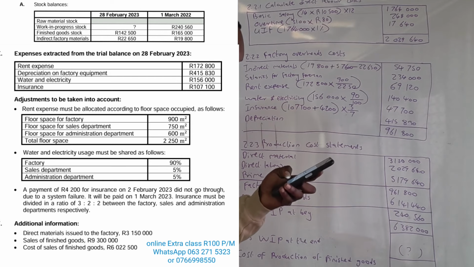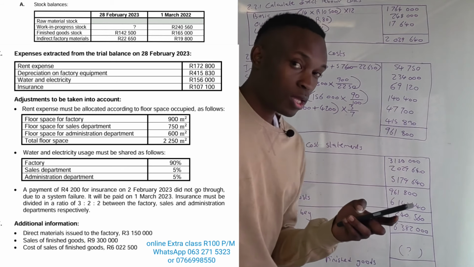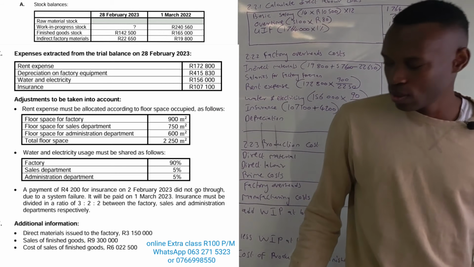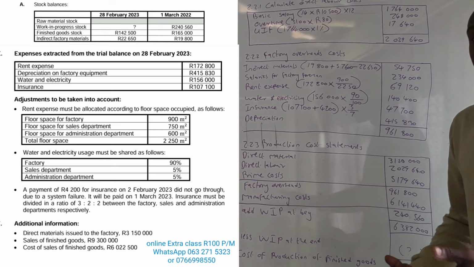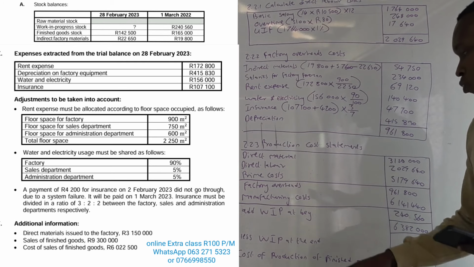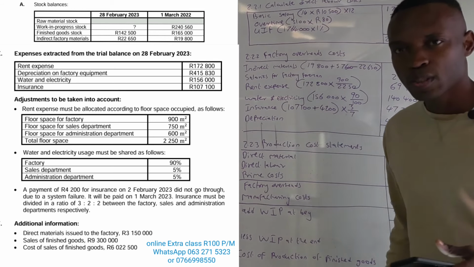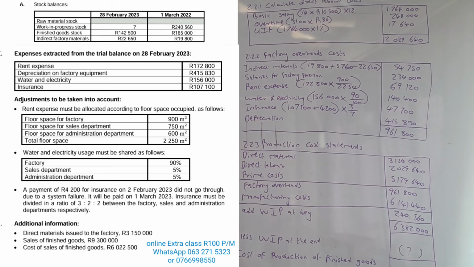Cost of sales of finished goods is 6,022,500. Guys, that amount is not the final amount here. This one is a cost of sales. You must reverse it back to what? To cost of finished goods. How do we do that? It's very simple. Okay, let's work it here.